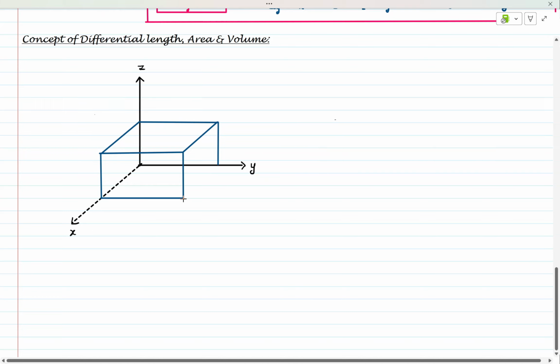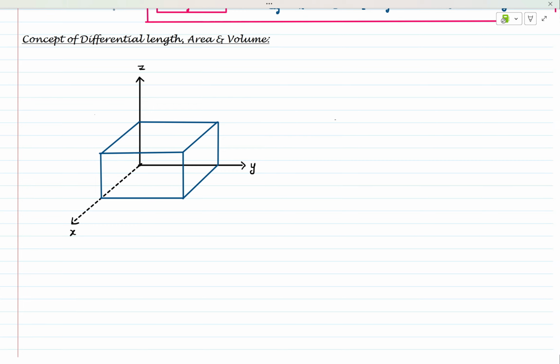Basically, the block here means nothing but a volume in the Cartesian coordinate system. I am considering a volume that is nothing but a block. Definitely this block has three dimensions: length, width, and height. As this block has three dimensions, three values will be assigned in the three dimensions. It has a length, it has a width, and it has a height also.